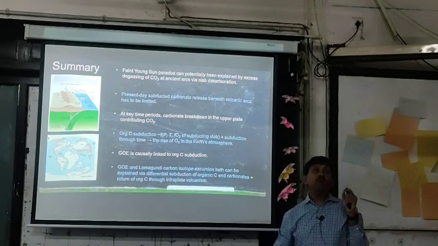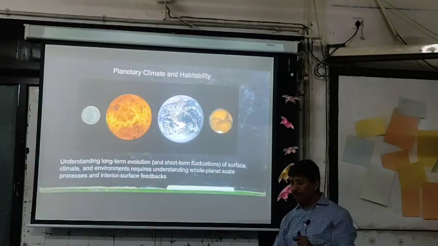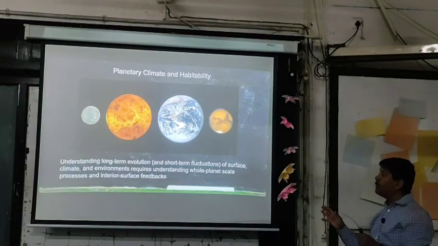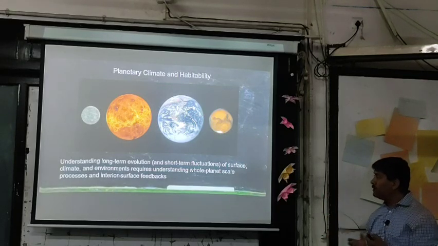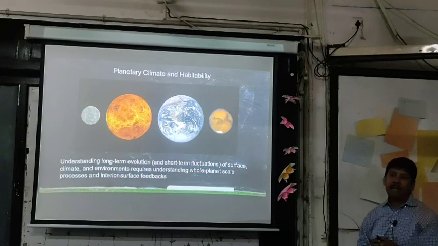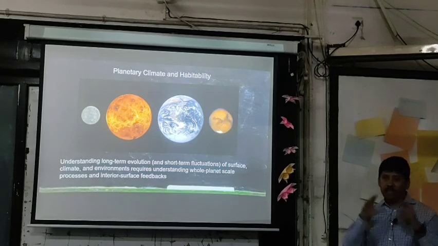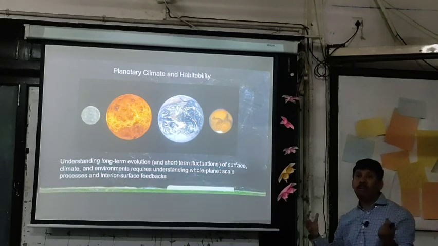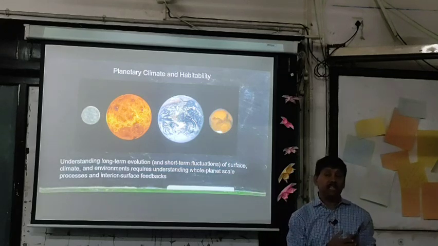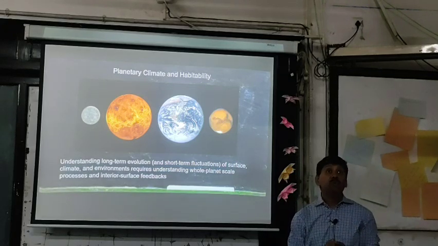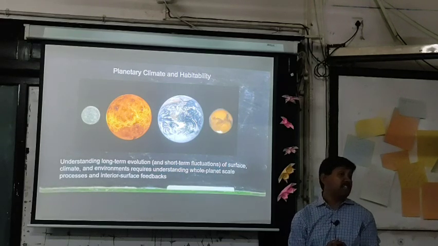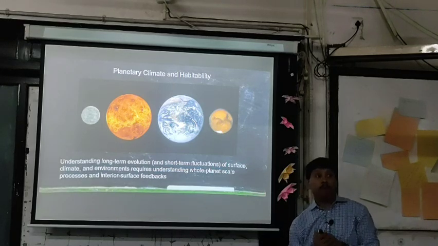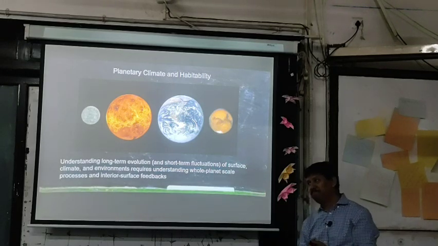But if you have to leave with one summary take-home message, what I will say is, if you want to understand long-term climate evolution and short-term fluctuations of surface climate environments, it requires understanding of whole planet scale processes and their interior-surface feedbacks, not just the surface chemistry. So many of us right now are interested or troubled by atmospheric changes and environmental changes. I would argue, as an earth scientist, you do need all the disciplines to come together to give you a holistic understanding of what's happening on the surface of our planet. You need to think about engineering processes. With that, awesome.